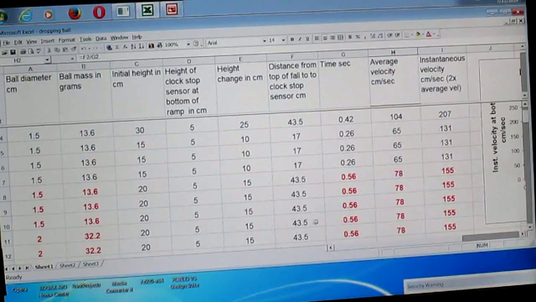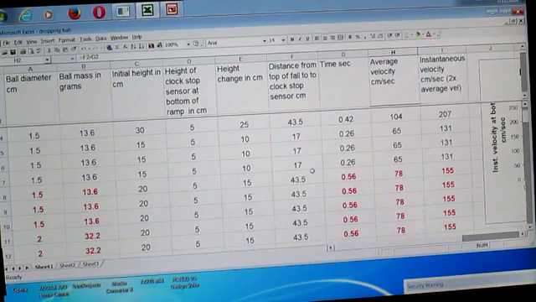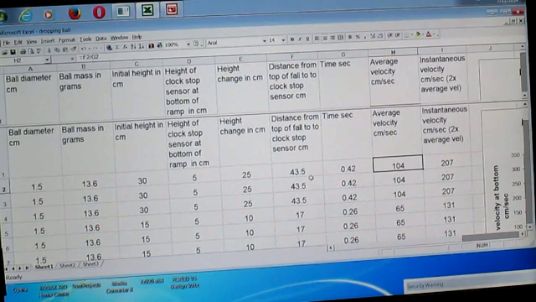This is the time it took, and we measured that off the timer that I built. This is the average velocity. Well, the average velocity is just the total distance that went along the ramp divided by the time it took to do it. So the average velocity is the distance divided by the time.